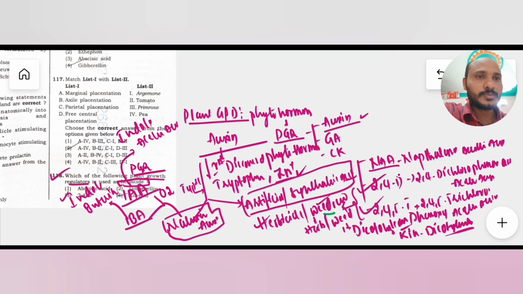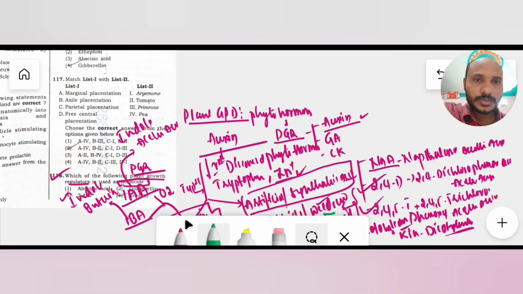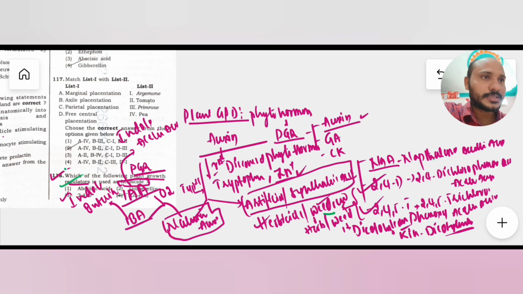So this is all about the types of auxins. Now in the options, different choices are given. The first and most important is abscisic acid. Generally, abscisic acid does not play any role as a herbicide, and it is a plant growth inhibitor hormone.